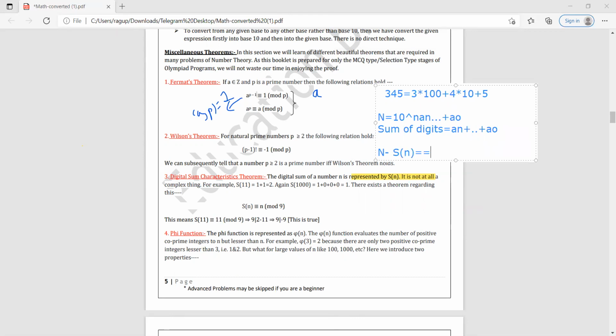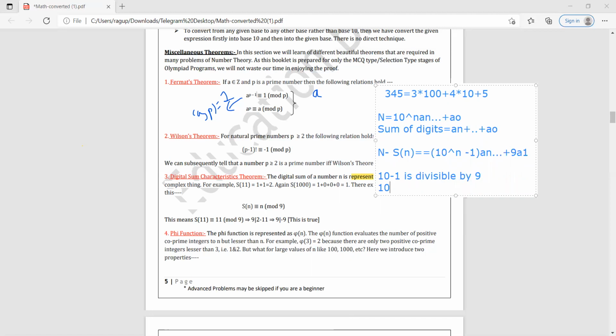So we will have 10 raised to n minus 1 an, dot dot dot, and a naught and a naught would cancel, so we will have 9a1. Now 10 minus 1 is divisible by 9, but we have to also prove it for everything. So how will we prove it?